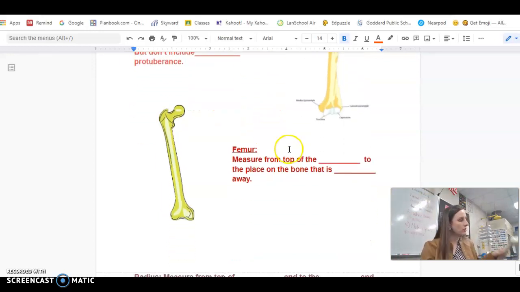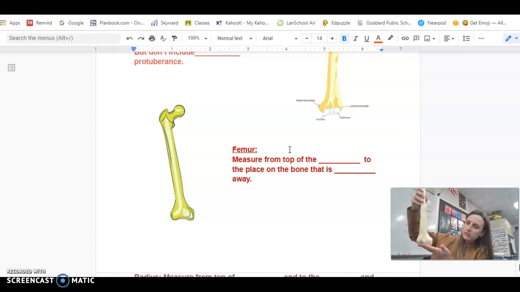Okay, next is the femur. This is the big bad boy. This is how you do it. This is actually a right femur. It's the big guy. So we're going to measure from the top of the ball, again, because that contributes to height, to the place on the bone that is the farthest away. Here there's not really a protuberance, so we want the part that contributes to the height of the victim. So you're going to go from the ball to the farthest part away. So that's how you do the femur.